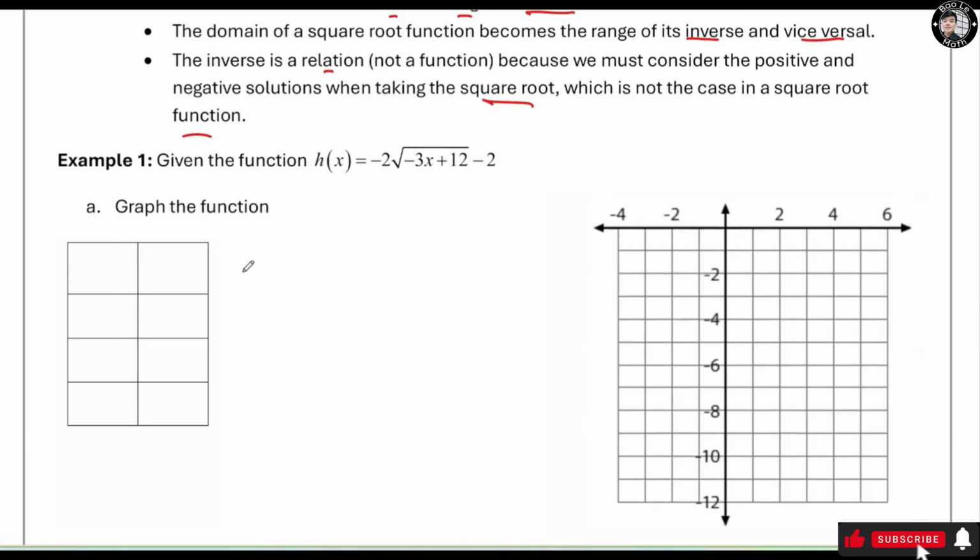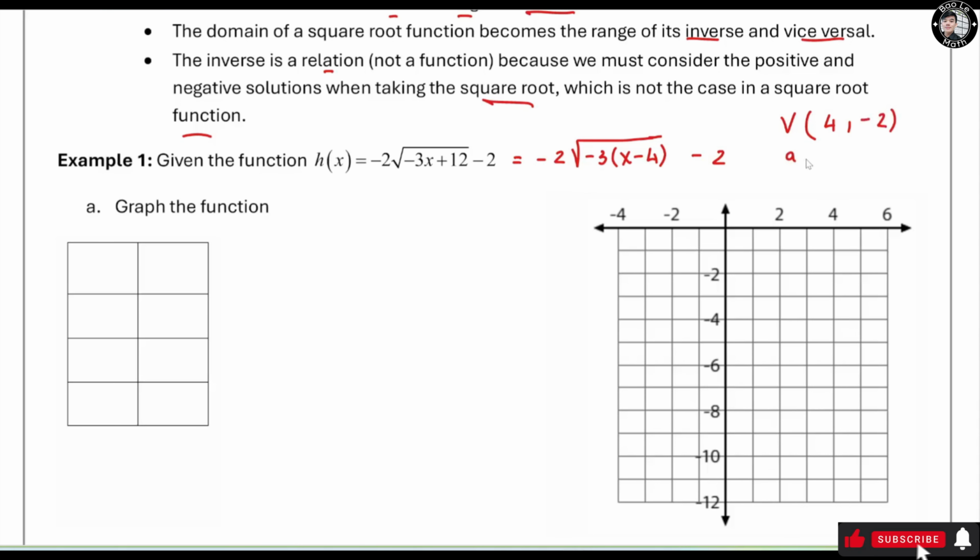Alright, let's take a look at the first example. Given the function h of x equals this guy, we need to graph this one. Alright, so how do we graph? We need to locate the vertex, right? So, we need to rewrite this one in the vertex form. It's going to be negative 2 square root of, factor negative 3 out, so we have x minus 4, right? Minus 2. So the vertex is (h, k). h is 4 and k is negative 2, right?